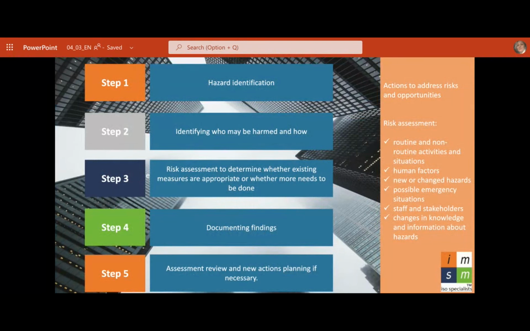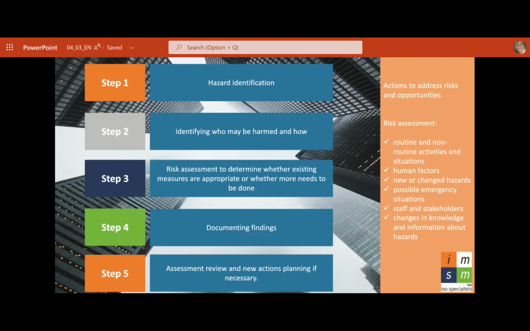Over to you, Anthony. All right, step 1, hazard identification. Step 2, identifying who may be harmed and how. Step 3, risk assessment to determine whether existing measures are appropriate or whether more needs to be done. Step 4, documenting findings. And step 5, assessment review and new actions planning if necessary.